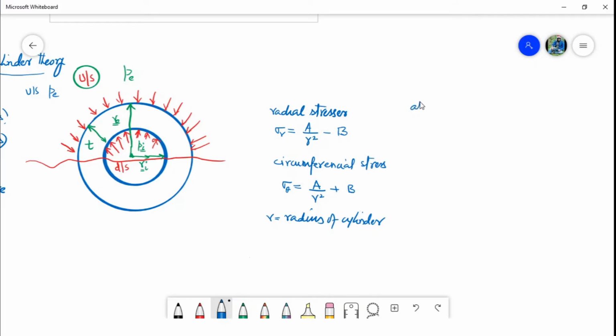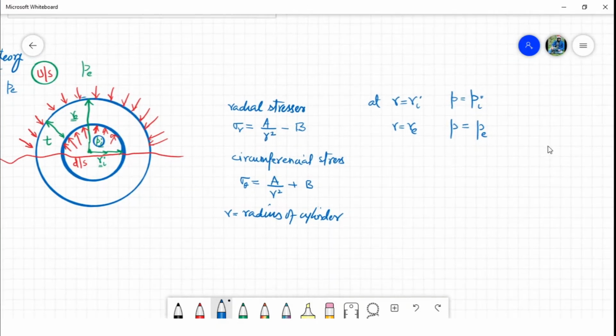So at R equal to Ri, over here, this is subjected to pressure Pi, so we can say pressure P is equal to Pi. And at R equal to Re, over here the pressure P is equal to Pe.